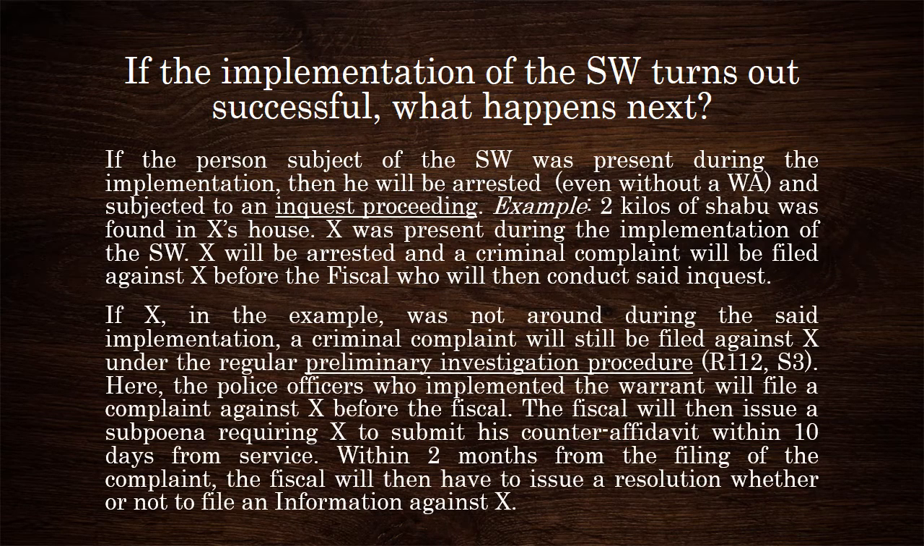If X in the example was not around during the said implementation, a criminal complaint will still be filed against X, but this time under the regular preliminary investigation procedure as found in Rule 112, Section 3 of the Revised Rules on Criminal Procedure. Here, the police officers who implemented the warrant will file a complaint against X before the fiscal. The fiscal will then issue a subpoena requiring X to submit his counter affidavit within 10 days from service. Within 2 months from the filing of the complaint, the fiscal will then have to issue a resolution whether or not to file an information or a criminal case against X. So I'm just giving you a synopsis of what happens in a preliminary investigation procedure.